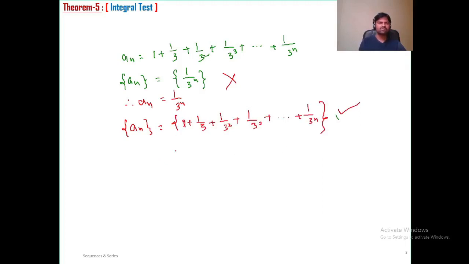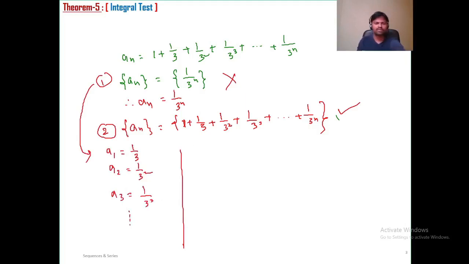This is the sequence. What is the difference between this one and this? See, if this is your sequence, then what is a1? a1 is 1 by 3. a2 is 1 by 3 square. What is a3? a3 is 1 by 3 to the power of 3, and so on. But if this is your sequence, what will be a1? Substitute n is equal to 1 in the last term, 3 power 1, up to 1 by 3. Up to 1 by 3 means what? 1 plus 1 by 3. So this is the first term of that sequence.